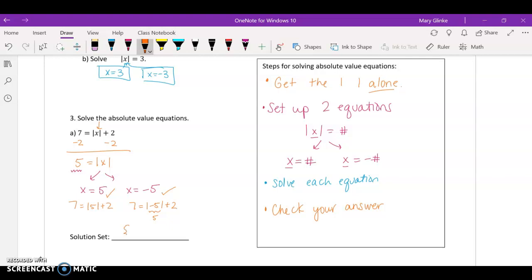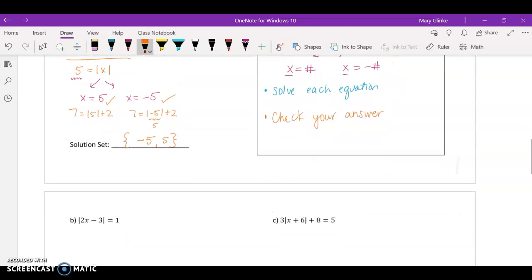So we're going to write them in our solution set. For this one, you can just do your bracket, and then we're going to go least to greatest, negative 5 and positive 5. Those were our two answers. So that's what we write in our solution set. So let's take a look at a bunch of different scenarios that might come up.